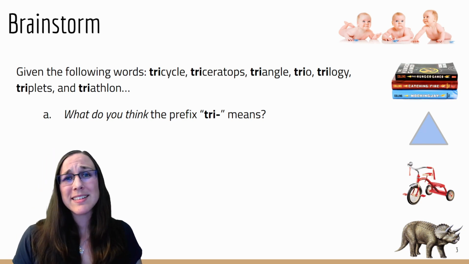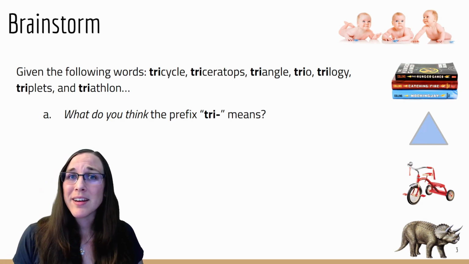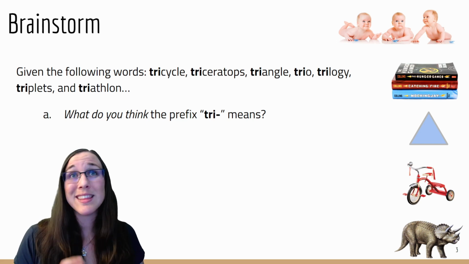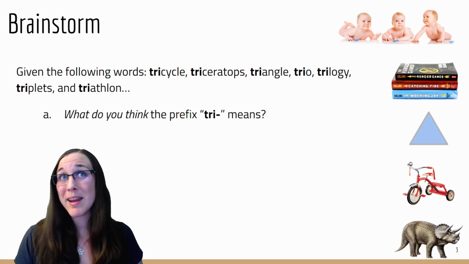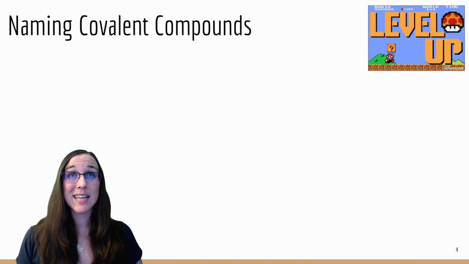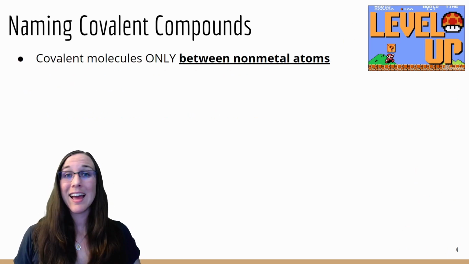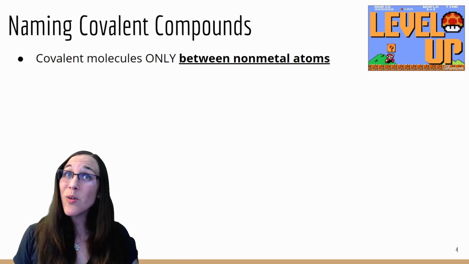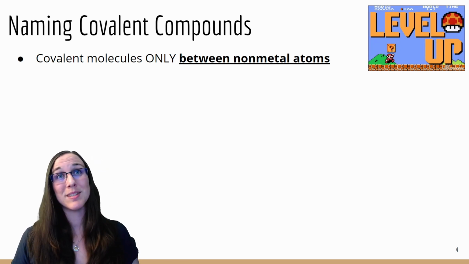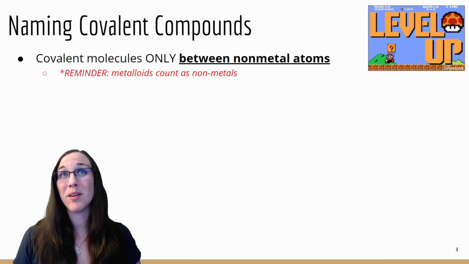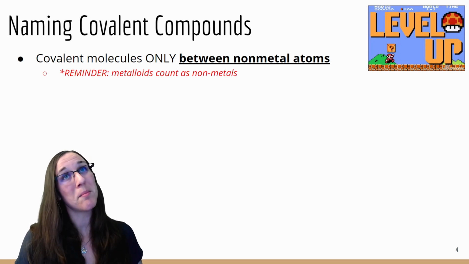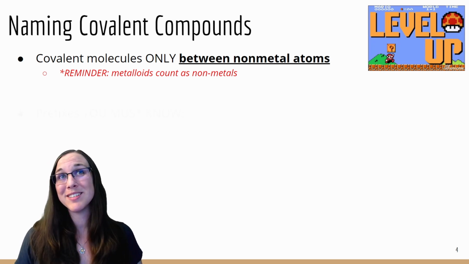Why am I bringing this up? Because covalent bonding has everything to do with these kinds of prefixes to tell you how many atoms there are. So it's time to level up and name these covalent molecules. As a reminder, covalent molecules only occur between nonmetal atoms. That is the definition of covalent molecules. And another reminder, metalloids do count as nonmetals in this scenario.